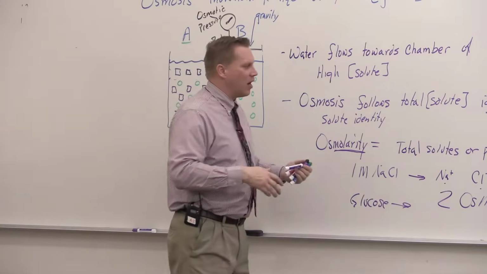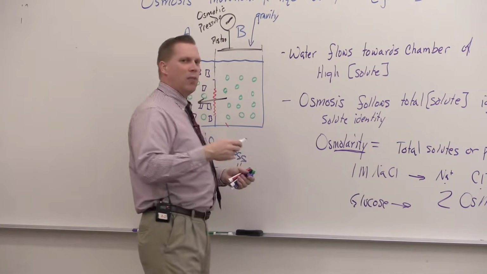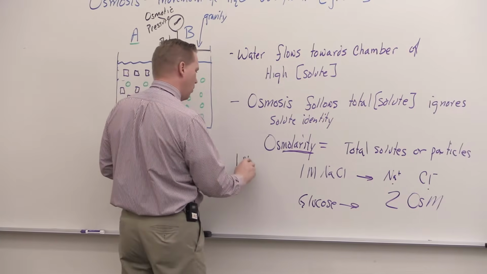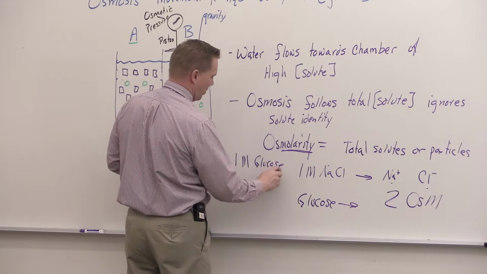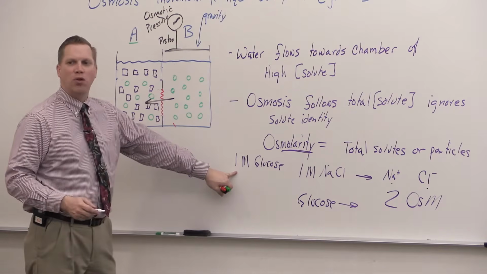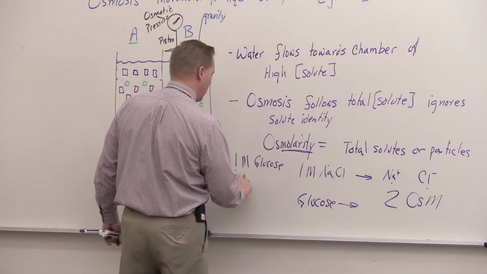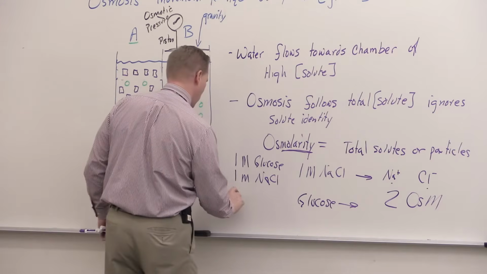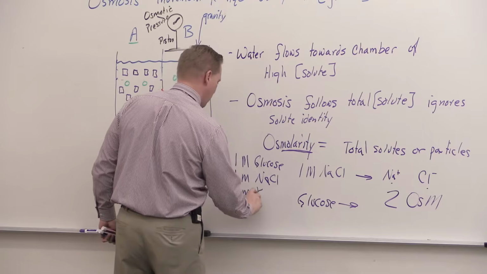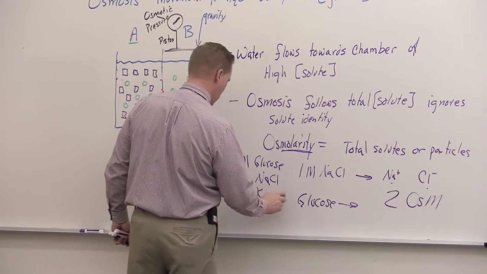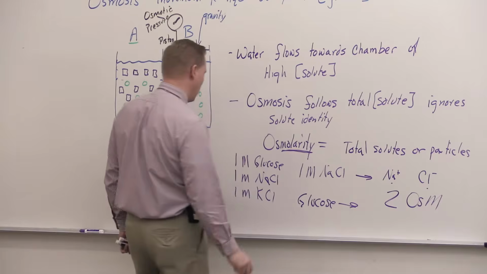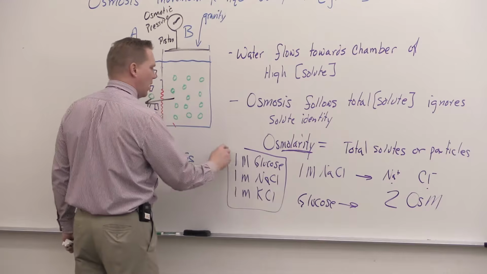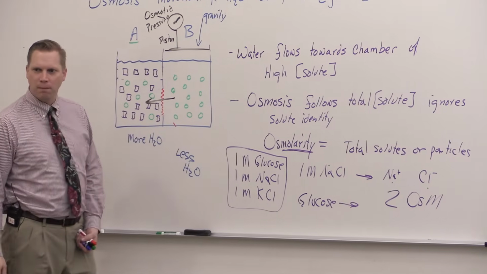Inside the cell, we won't talk about everything that's inside the cell, but it can get kind of complicated. For example, inside the cell, we might have 1 molar, well, we wouldn't have 1 molar glucose inside the cell, but let's say we had a solution that was both 1 molar glucose and 1 molar sodium chloride. And just to be fun, we'll say 1 molar potassium, we'll just call it potassium chloride also. What would be the osmolarity of that solution?